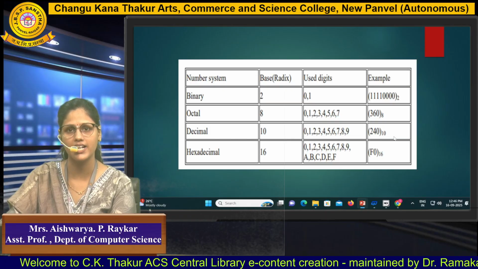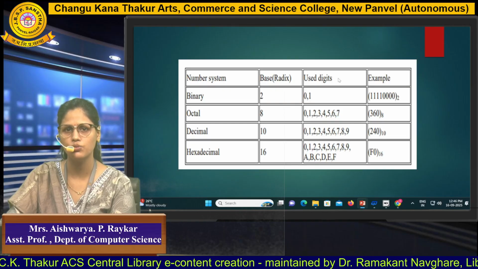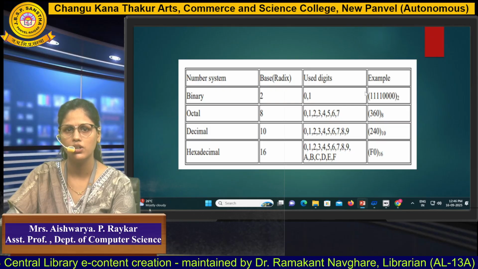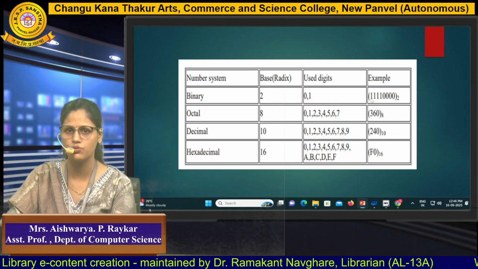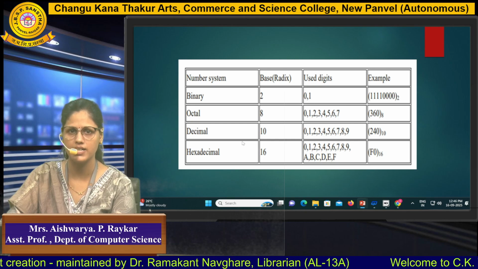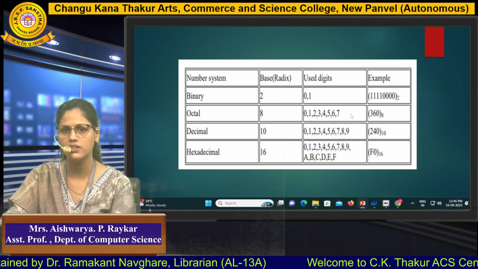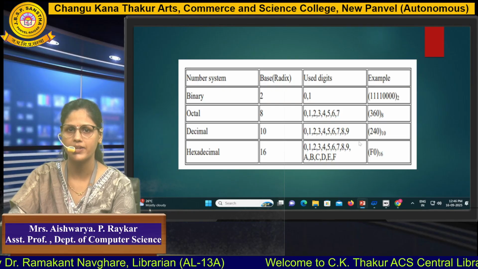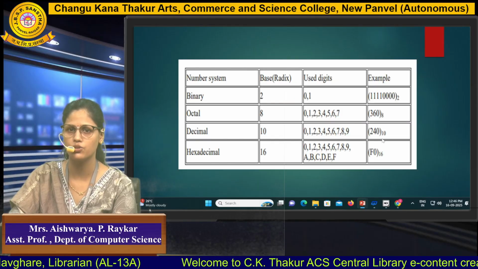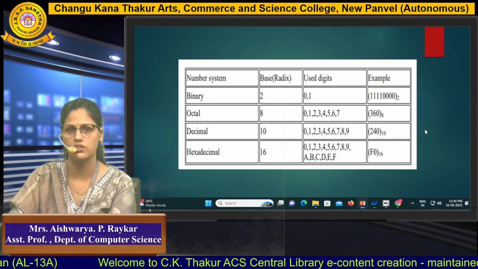And here is the example of every number system. As we can see here, binary: its base is 2, used digits are 0 and 1, and the example is 1100. Octal: the base is 8, the used digits are 0 to 7, 360 to the base 8 is the example. Decimal: the base is 10, digits used are 0 to 9, the number is 24 to the base 10. Hexadecimal: the base is 16, the digits used are 0 to 9 and A to F, and the example is F0 to the base 16.